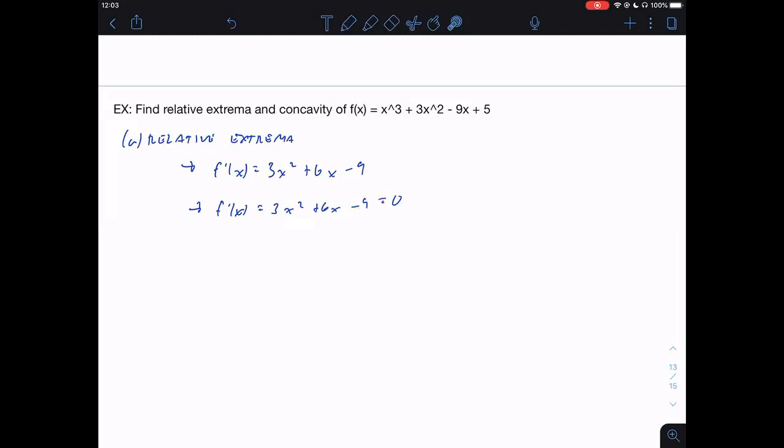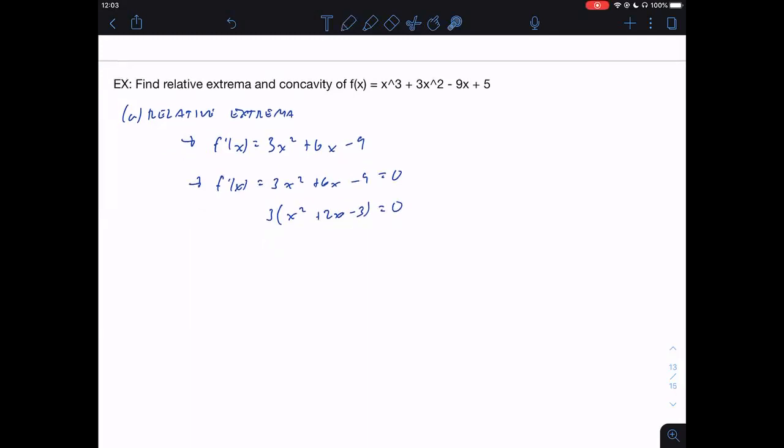Try to see if we can factor out anything. Try to see if we can take out any common factor between our three terms here. What do 3, 6, and 9 have in common? A factor of 3. So we can factor out a 3 here, leaving us with the inside of x squared plus 2x minus 3 equal to 0.